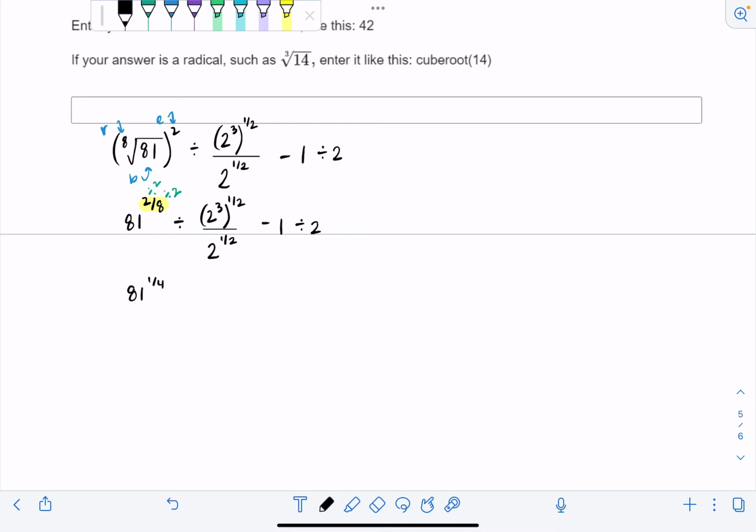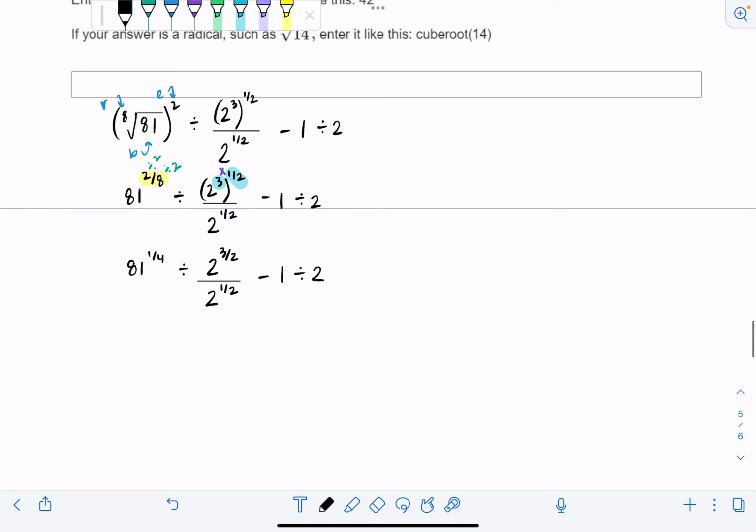And then divided by, I'm going to go ahead and simplify these exponents now just to avoid having to rewrite the problem too much. So over here, I have a power raised to another power. So when that's the case, I have to multiply the exponents. So I'd have to do 3 times 1/2. So this would become 2 raised to the 3/2 power. And then over 2 to the 1/2 power, that stays the same. And then minus 1 divided by 2.